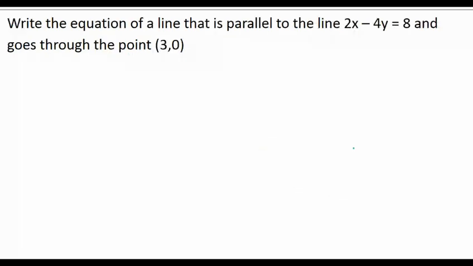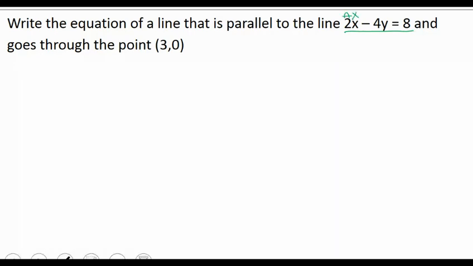All right, let's do the next one. Write the equation of a line that is parallel to the line 2x minus 4y equals 8 and goes through the point (3, 0). So this is similar to the last question, but we're asked for parallel to this line right here. So the first thing I need to know is the slope. Remember, parallel lines have the same slope. So if I can find the slope of 2x minus 4y equals 8, I can find the slope of my line. So remember, this equation is in standard form.